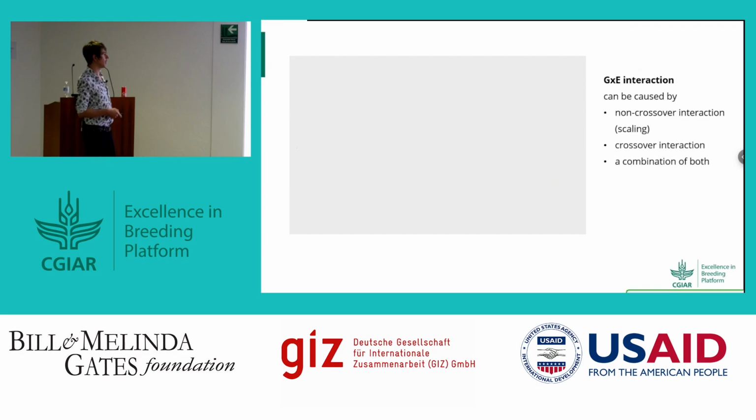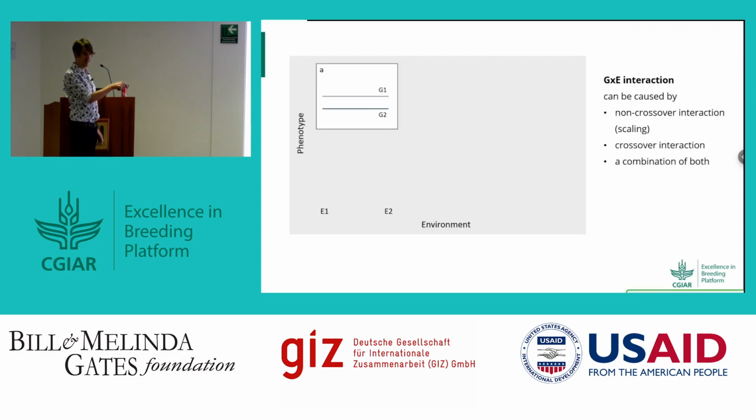Now let's look at the different kinds of GxE interaction to get a better idea of what it actually means. We basically have non-crossover interaction or scaling, crossover interaction, or a combination of both. So I got 6 of these examples here. What we see here is an axis that measures phenotypic performance in environment 1 and environment 2 of 2 genotypes. In this case, in both environments, the genotypes have similar performance respectively, and they have the same distance in relative performance, which means there's a difference in the genetic value, but there's no effect of the environment because there's no change from one environment to the next, and there's no GxE interaction.